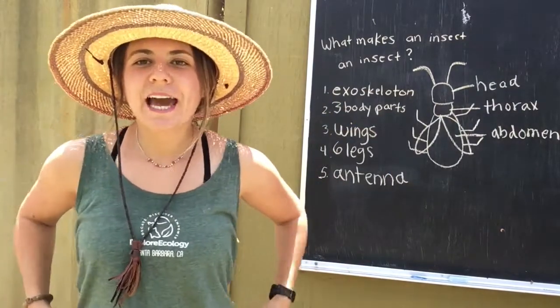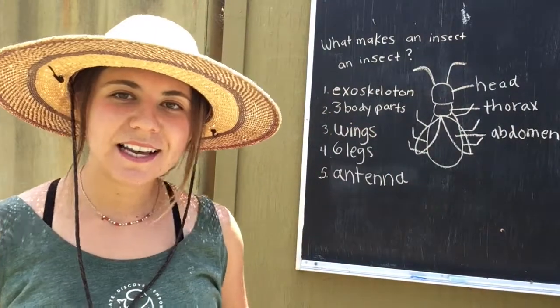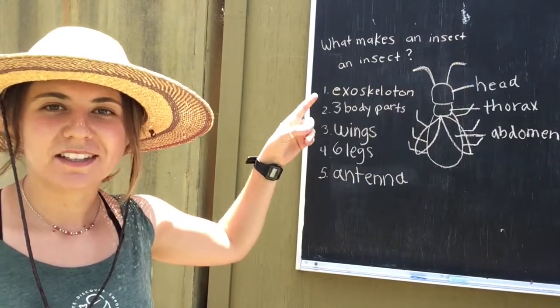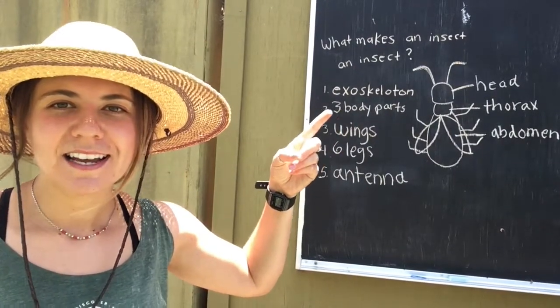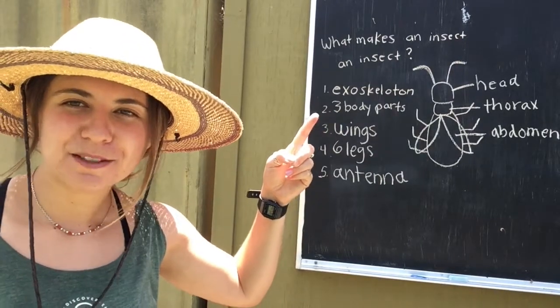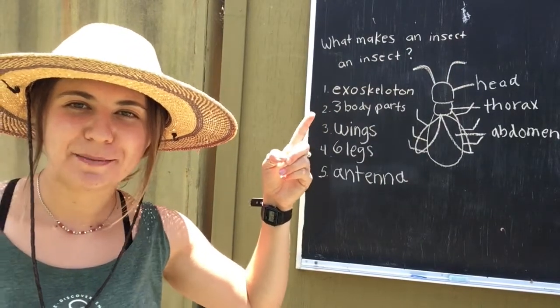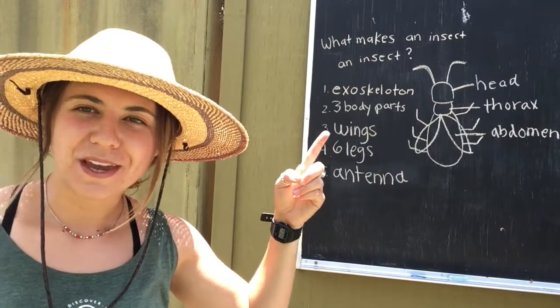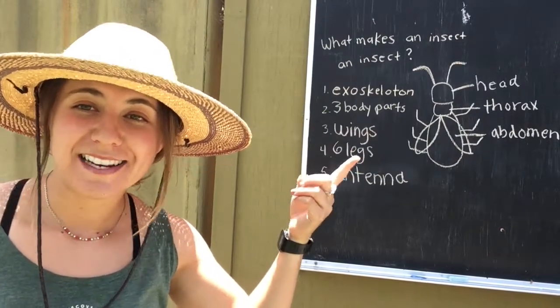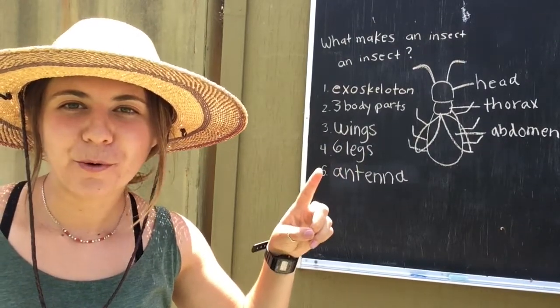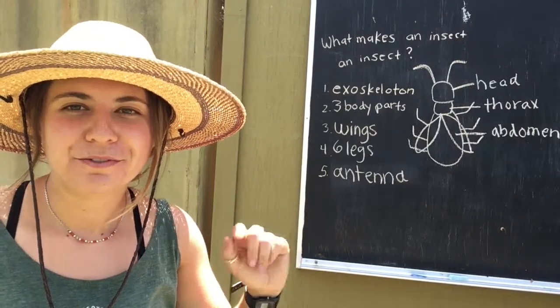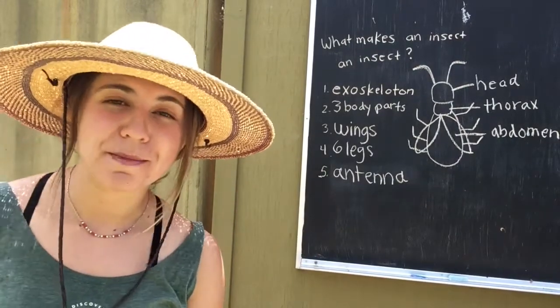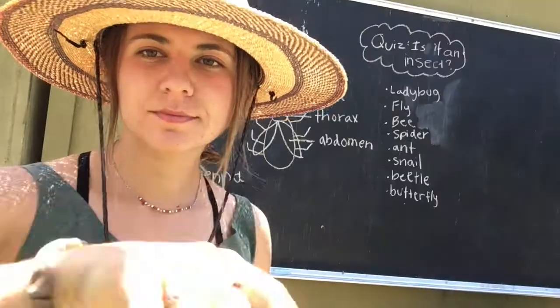All right, for a quick recap of what makes an insect are these 5 parts. Exoskeleton, their hard body that protects what's inside. Their 3 body segments, which include the head, thorax, and abdomen. Number 3 are the wings, which help them to fly and navigate the world. Number 4 are their 6 legs that help them get around as well. And number 5 are the antennae, which help them to sense the world around them.